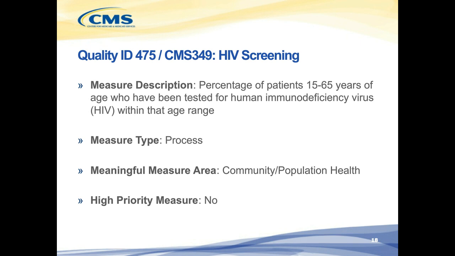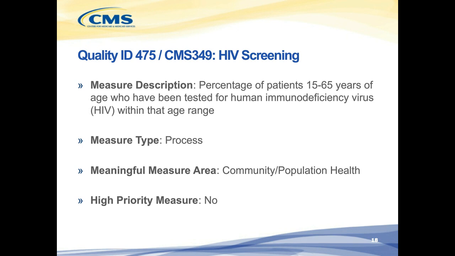The description of this measure is the percentage of patients 15 to 65 years of age who have been tested for human immunodeficiency virus, or HIV, within that age range. I just want to mention that this measure aligns with the 2014 United States Preventive Services Task Force recommendations. This is a process measure type. The measure area is community and population health, and this is not a high priority measure.